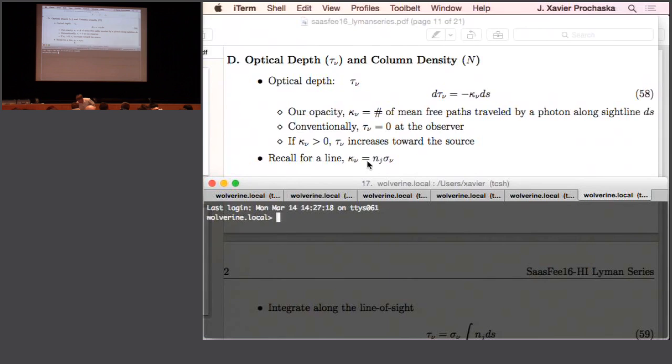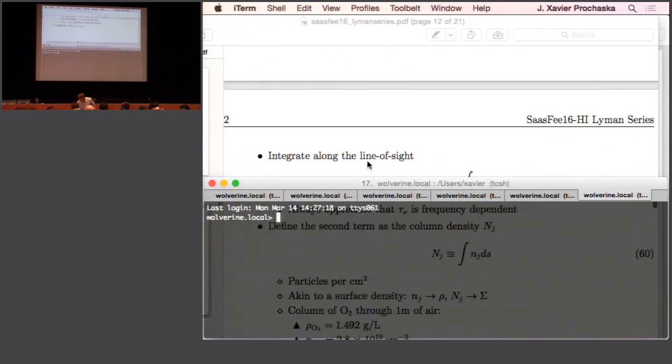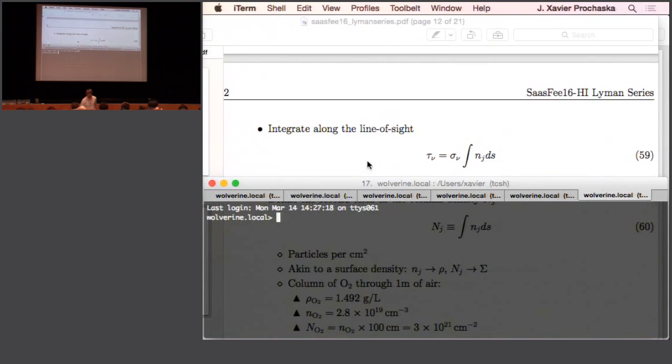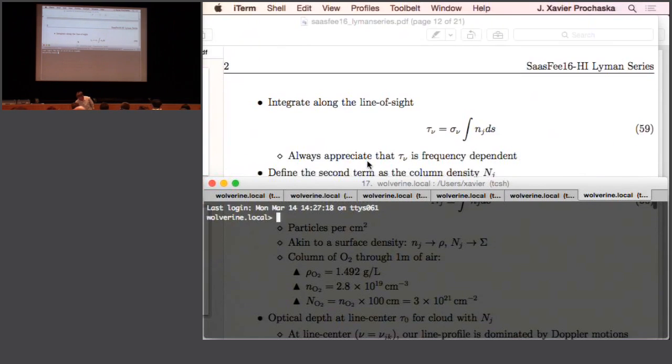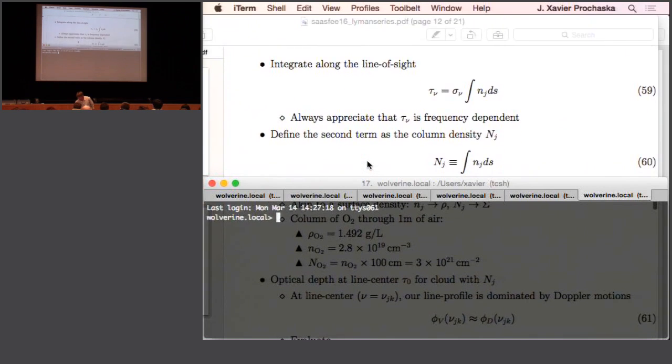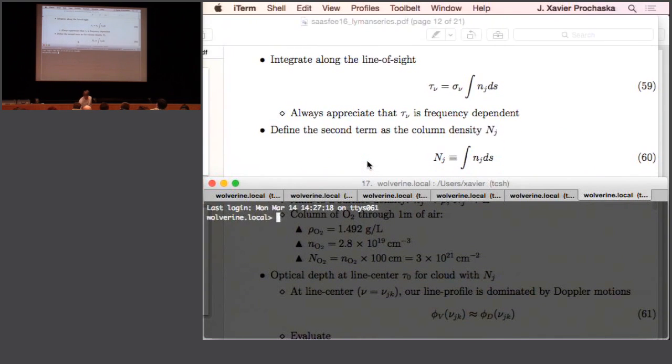Recalling our definition of the opacity, which is the product of the number density and the cross-section, then tau is this simple equation here. And we recognize, or we can define, really, the second term in that equation as the column density. So the integral of the volume density along that sight line. So the average volume density along a given sight line.